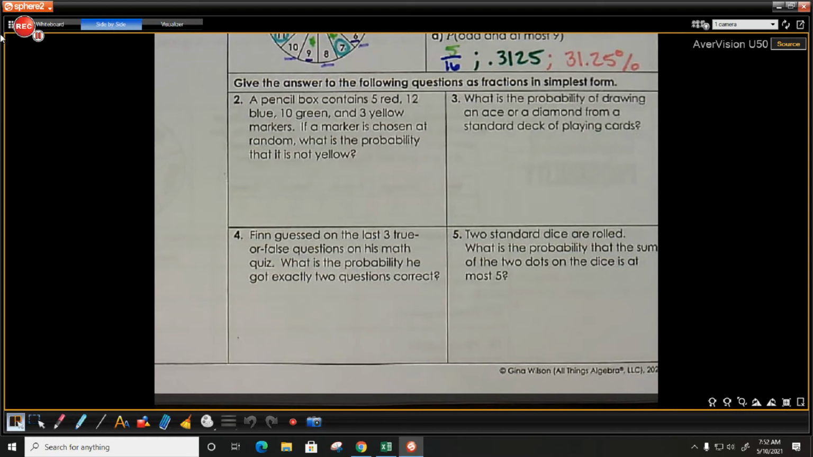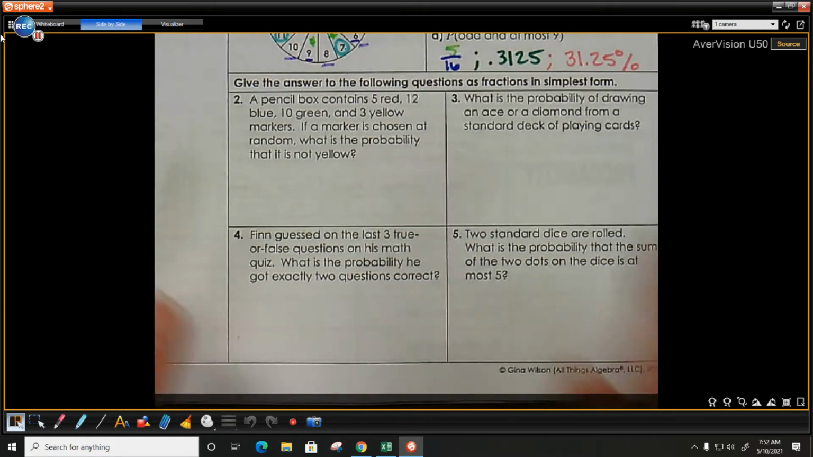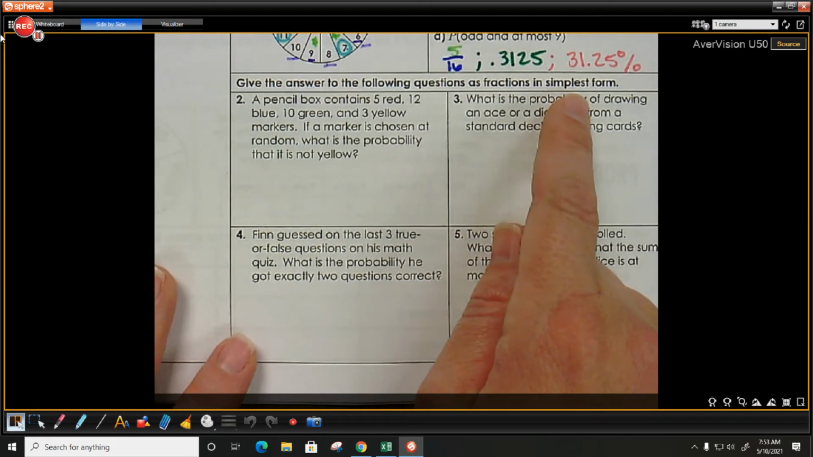This says, give the answer to the following questions as a fraction in simplest form. So on your quiz, guys, if you tell me a fraction and it's not in simplest form, are you going to get 100% correct? Nope. It needs to be in simplest form.